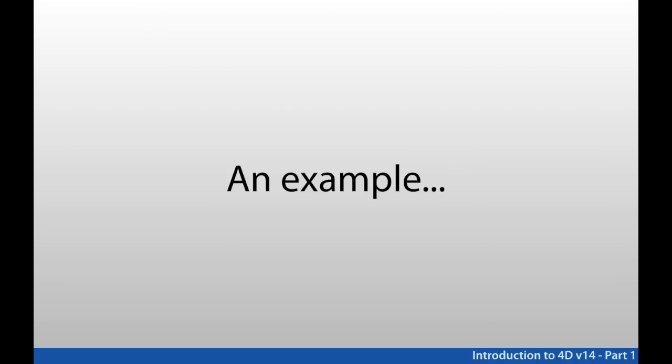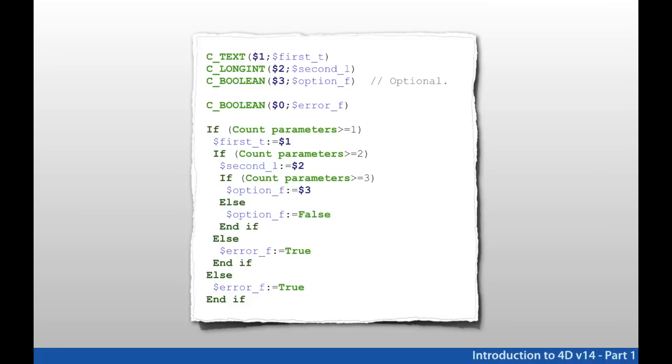The first example has to do with parameters. Now, as you know, the way you pass parameters in 4D, you use $1, $2, $3. But in this particular example here, I have an optional parameter. And you know, as 4D developers, an optional parameter just means it comes at the end of the list. You can not pass it if you don't want to.